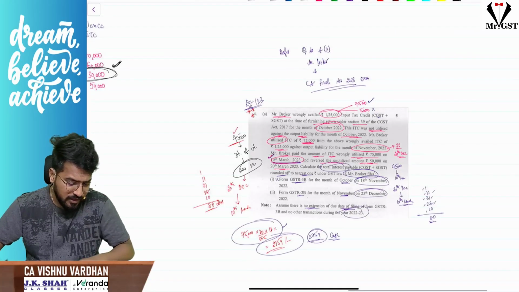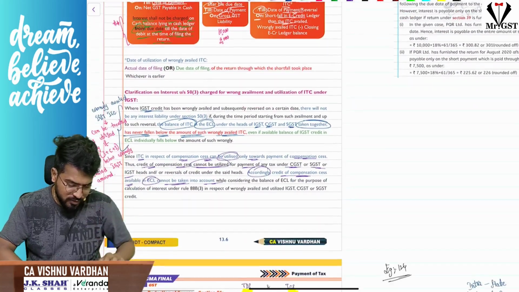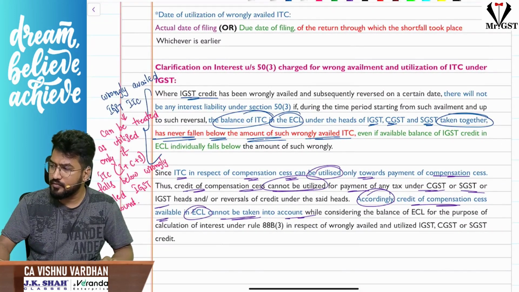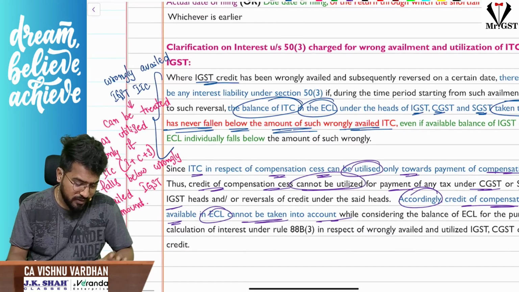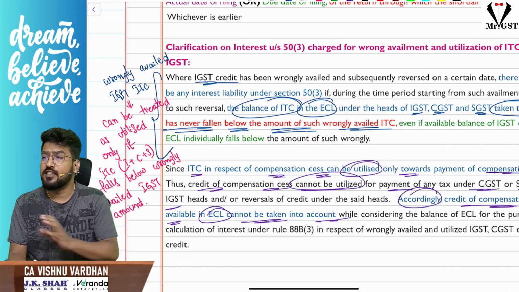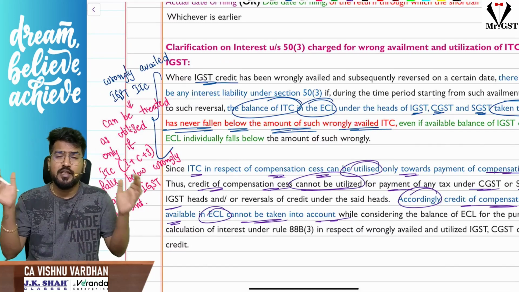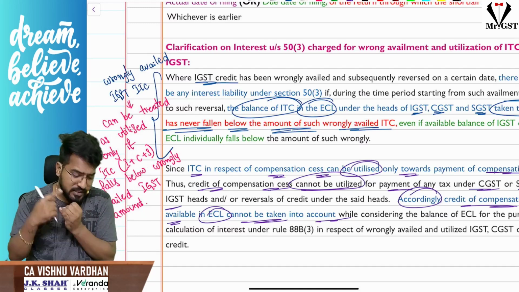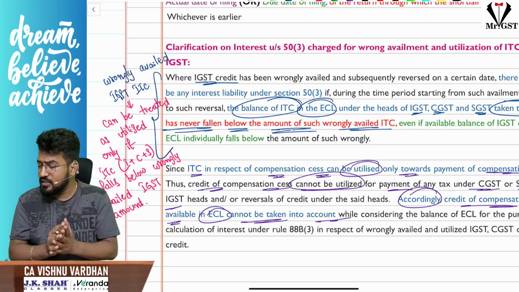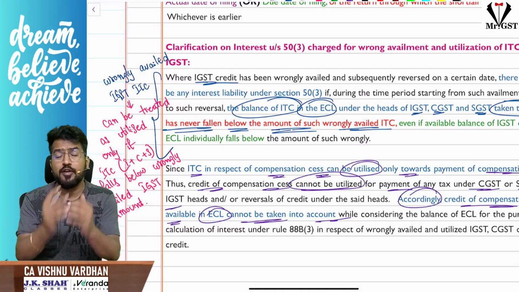So with this we are clear with interest calculation also, and there are some small clarifications here. Sir, while calculating this wrongly availed ITC, whether we have utilized or not, with respect to IGST, the wrongly availed IGST, I can say I have utilized it only the combined ITC balance of CGST, SGST and IGST, all these things put together, if that is falling below the wrongly availed IGST amount.